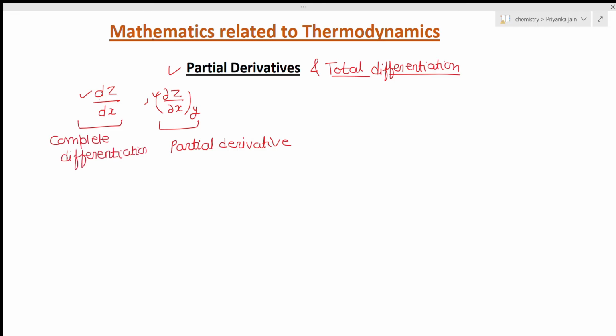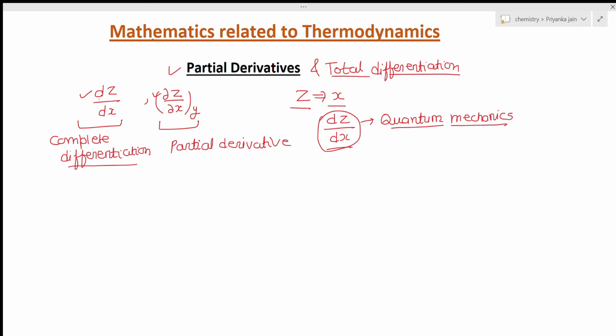Complete differentiation means, suppose z is a function of x, then we can do its differentiation with respect to x. It means dz upon dx in this manner. About this whole thing I have told you in my lectures of quantum mechanics. If you have seen my videos of quantum mechanics, I have made a complete playlist of quantum mechanics, the first unit of physical chemistry. So if you have not seen that, you can see that. There I have given the mathematics behind quantum mechanics, and I have told you about the total differentiation and integration rules, with different types of formulas. So this is called total differentiation.